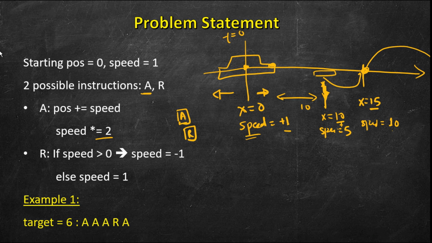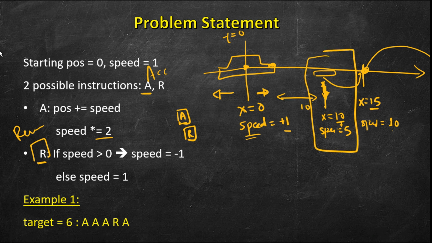But when you press R, that is reverse. So R is reverse, A is accelerate. Let's consider this scenario again. The car is here and we press R. What will happen? Its position will remain here only. The only thing is that the direction of the car will change from right to left. So speed will become -1. In order to reverse, first you need to stop the car and then reverse. And the initial speed, the minimum speed, is 1.